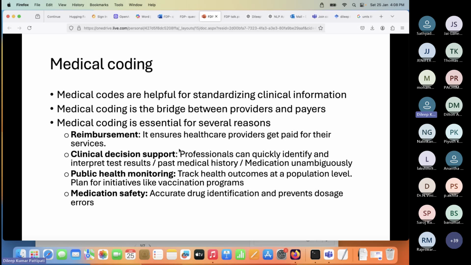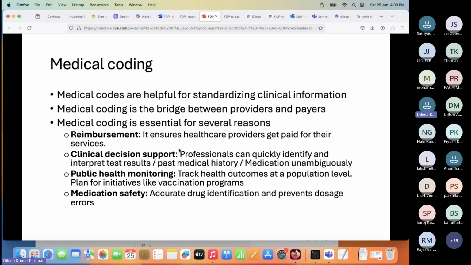Okay. I will explain all these things using an example called medical coding. Medical coding is one place where standardizing clinical information is the first step. Even in other problems, we can standardize clinical information. It is actually a bridge between providers and payers. You would also have encountered people who are medical coders.